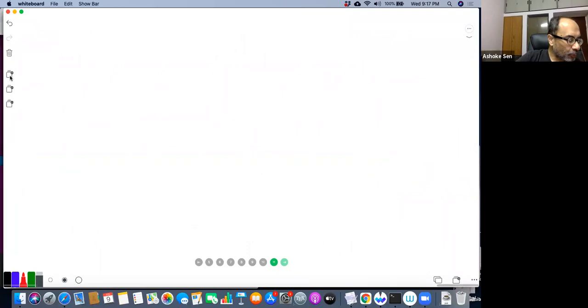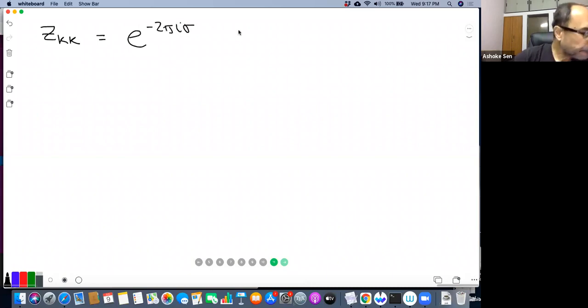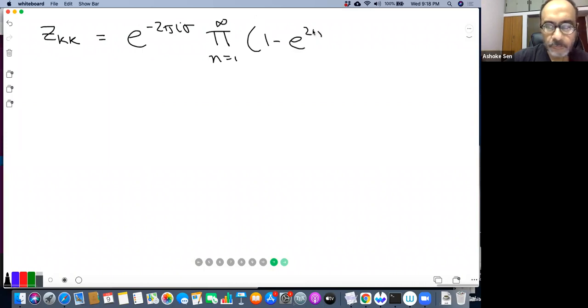Okay, now finally, we have to do ZKK. So you have to take the product of the Z prime and Z double prime. So ZKK, I'll just write down the final answer, but the basic philosophy is the same. So the result for ZKK is this. Of course, you can do this counting by identifying its degrees of freedom, as usual.